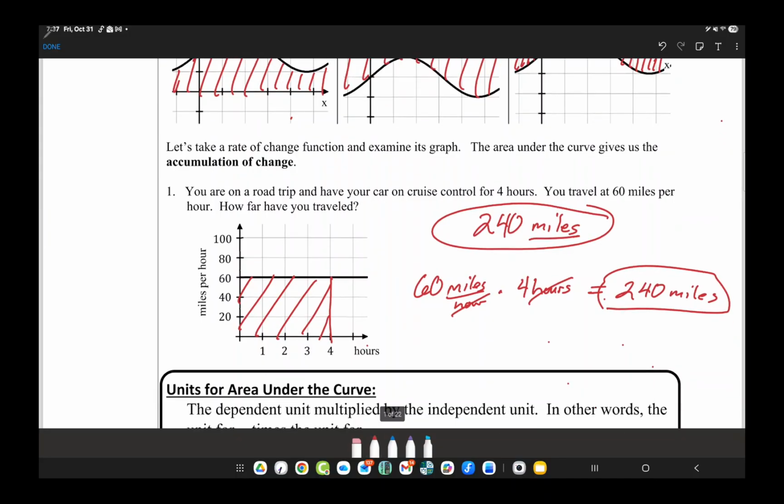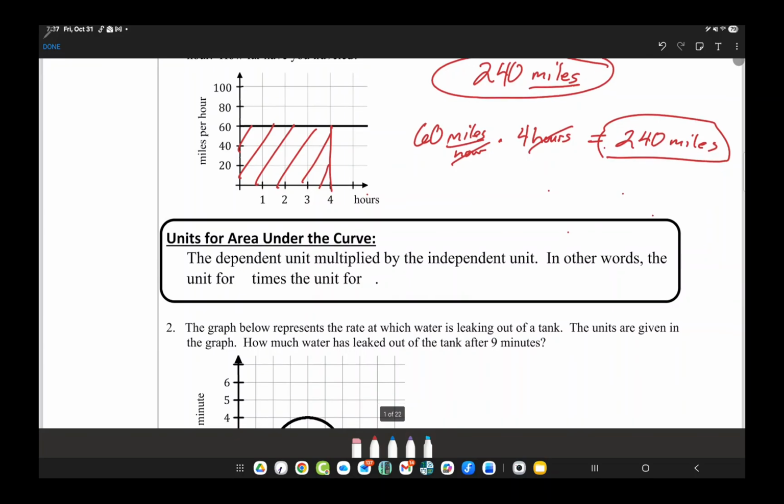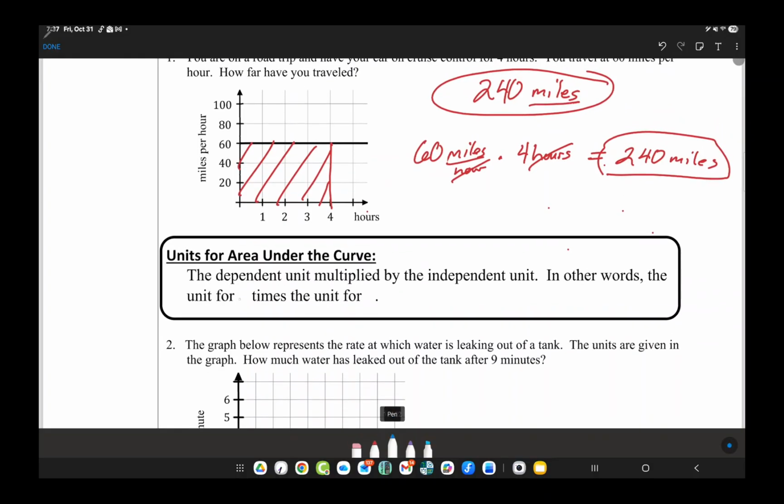You may wonder why I'm moving so quickly through this. It's because the next unit is a little long. I'm going to get through that as well. So, the dependent unit is multiplied by the independent unit. In other words, the unit for y times the unit for x. In most cases, we're going to drop the unit for time. That's what's going to cancel out.